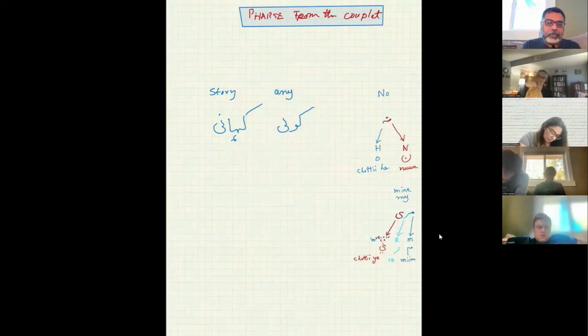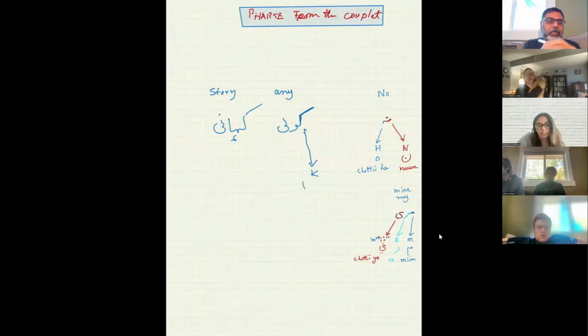This is Koi, the word for any. The first letter in Koi is this one that I'm highlighting, and it's called Kaf. So as in this is the K sound, and the Urdu letter for the English K is called Kaf. It looks like.